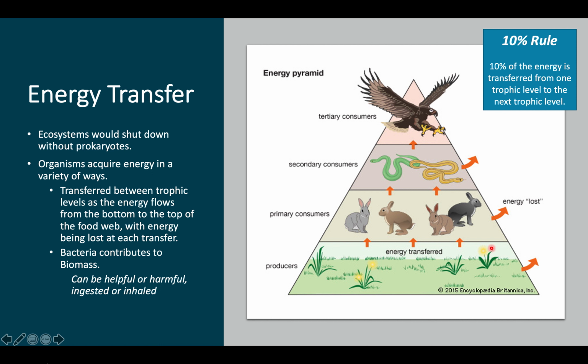So 10% of the energy is transferred from one trophic level to the next, which is why these plants don't have to work very hard to grow, but these guys have to work really hard to find the food to sustain themselves. So tertiary consumers have to work a lot harder for that energy than producers do.